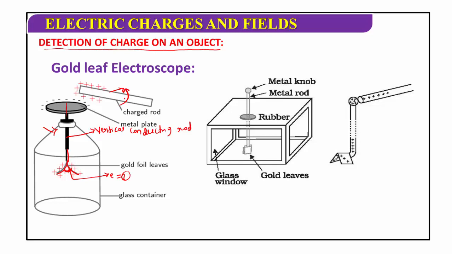When the charged body is placed near the end of this vertical conducting metal rod, the charges flow through this vertical conducting rod. Now the two gold leaves diverge from each other. The divergence of these two gold leaves indicates the amount of electric charge. The divergence of the leaves gives the measure of the amount of electric charge.